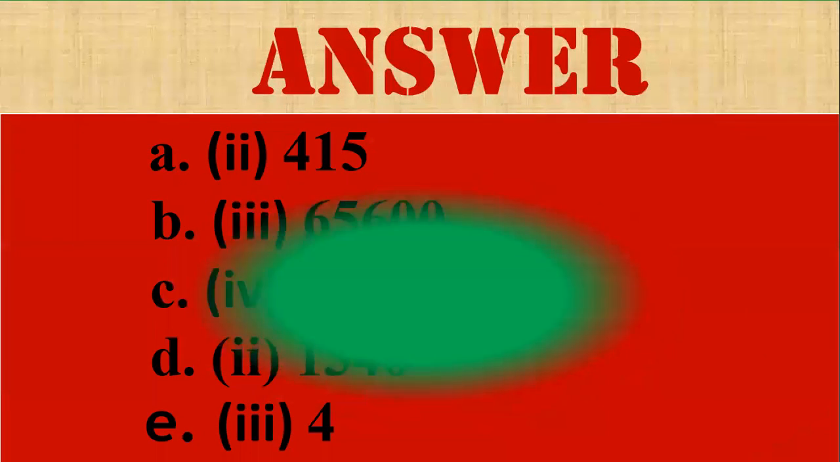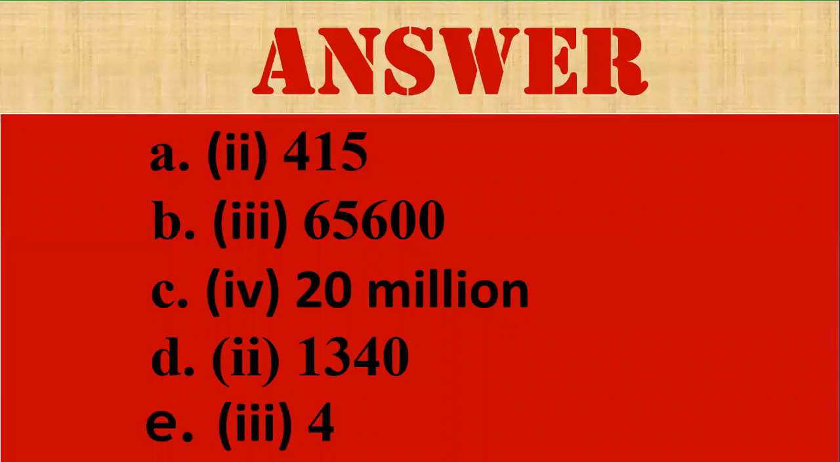Dear learners of group A, check your answers. Here are the possible answers: question A, option 2, 415. Question B, option 3, 65,600. Question C, option 4, 20 million. Question D, option 2, 1340. Question E, option 3, 4.